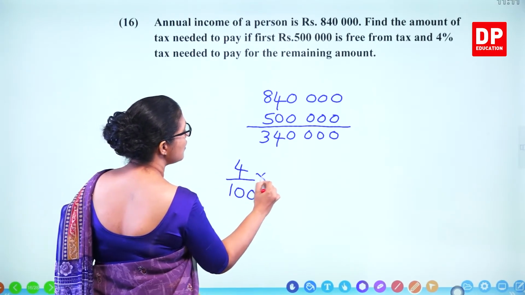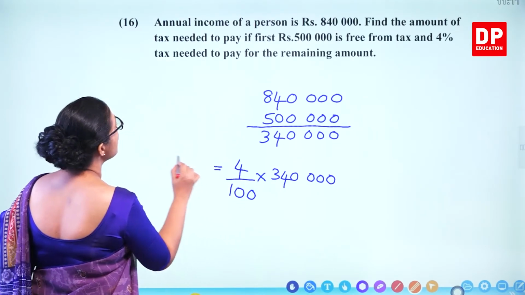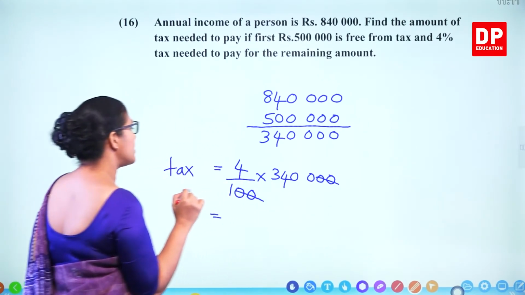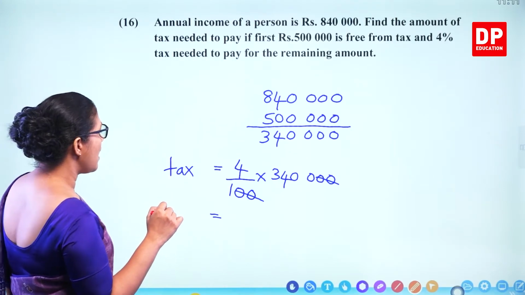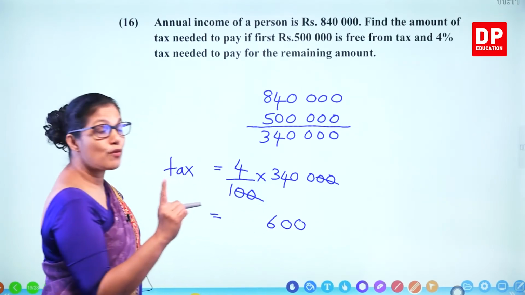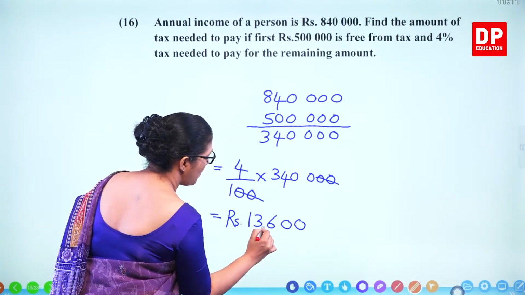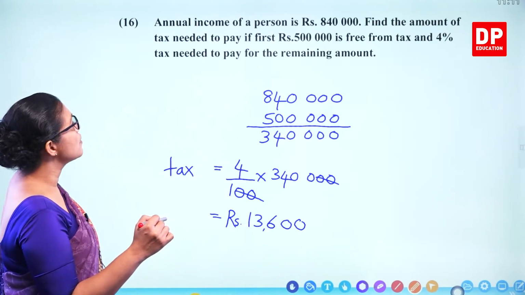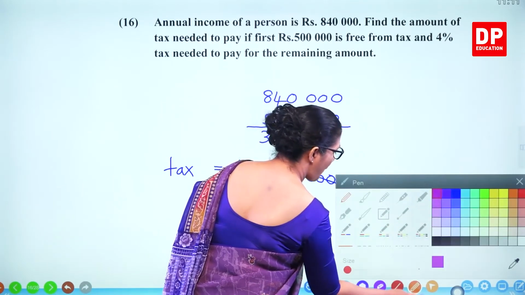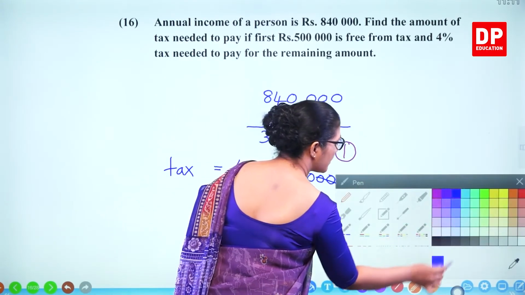4 over 100 times 340,000 rupees. So the tax amount is, here you can simplify, 2 zeros there, 4 times 0, 0, 4 times 4, 16, 1, 4 times 3, 12, plus 1, 13. So he needs to pay 13,600 rupees for the tax. So 2 marks, method mark and the accuracy mark.